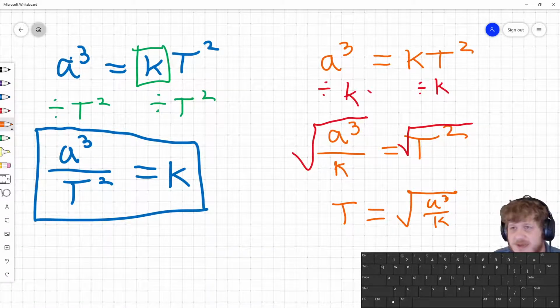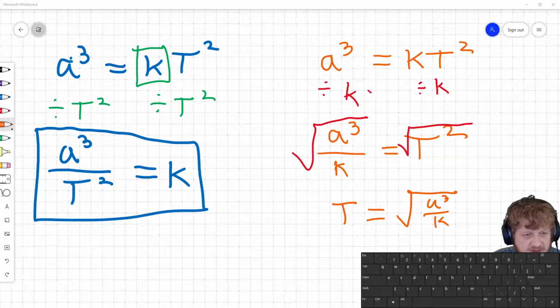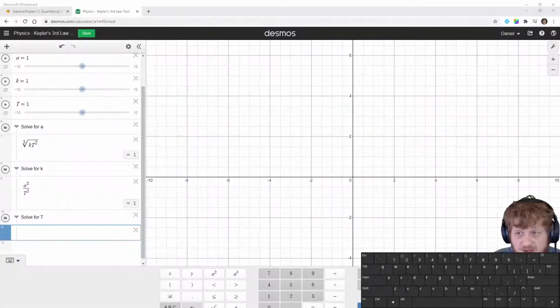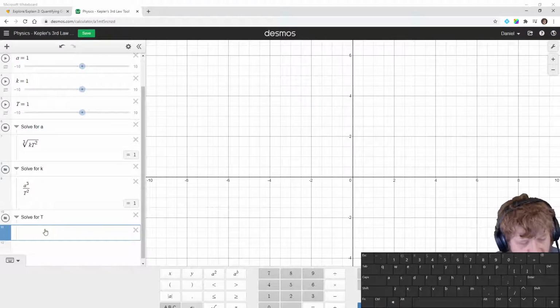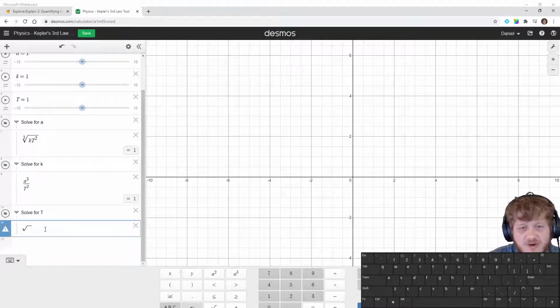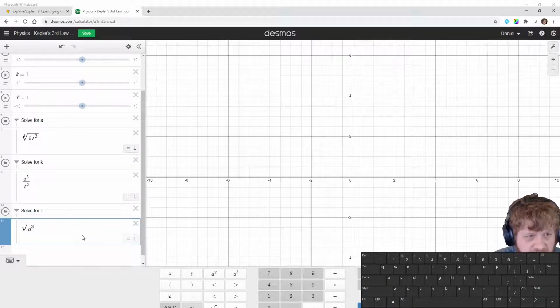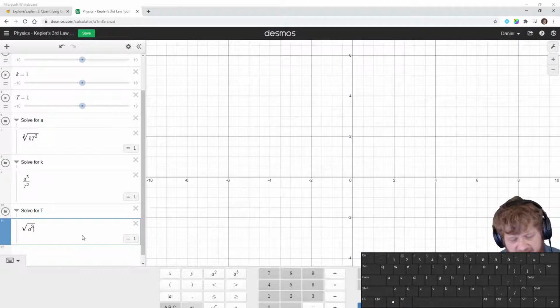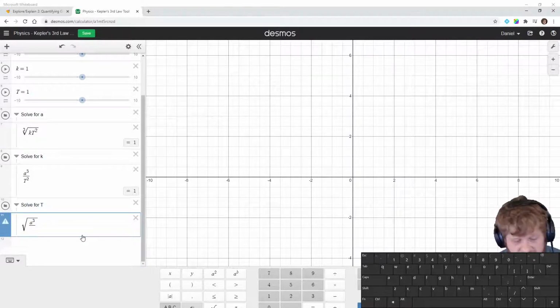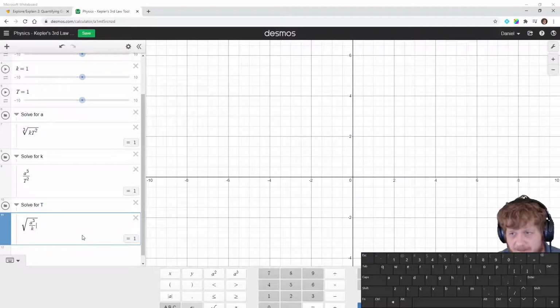And so now that we have that, we can go back to our calculator, and we can type that in. So we have square root. To do square root on Desmos, you can type in SQRT, or you can also click the square root button over here. And so we do a caret 3, and then we'll press left once to get out of the exponent. We'll do the division, and then we'll do k.